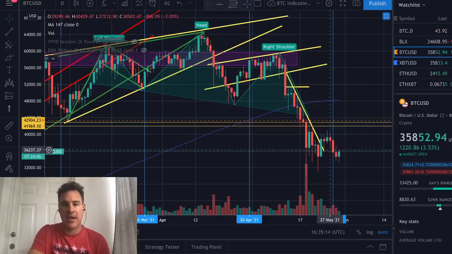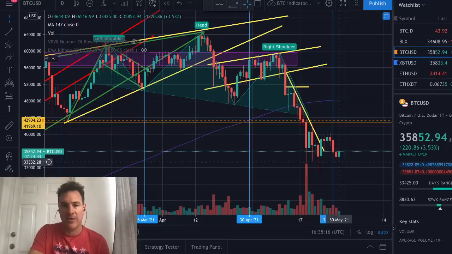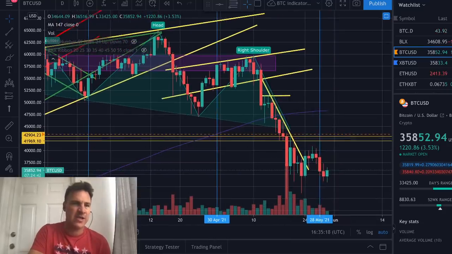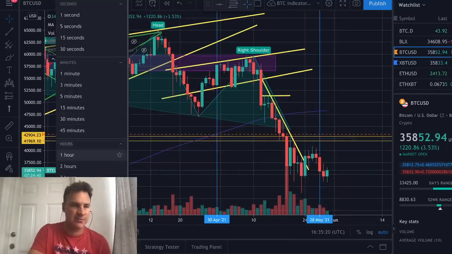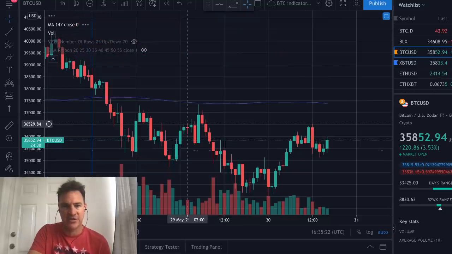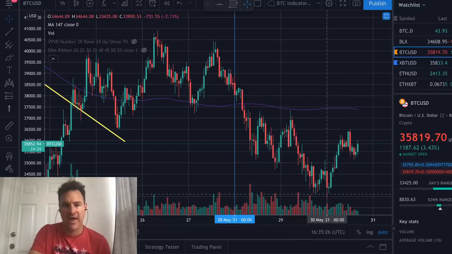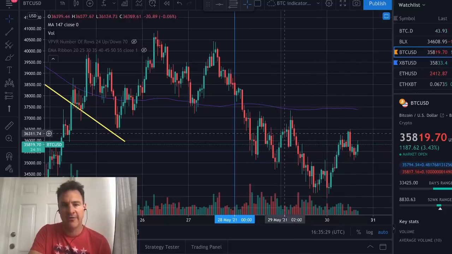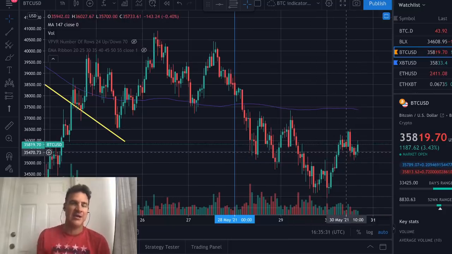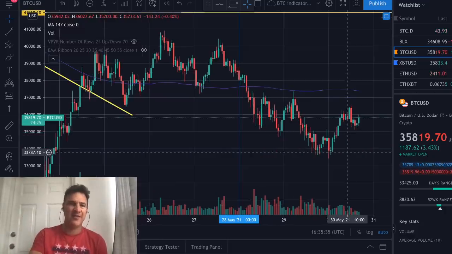So we had a bit of a pullback here for Bitcoin yesterday, and actually, if we take this out, this is going to show us, I'm pretty confident, an inverse head and shoulders pattern right here. We have a left shoulder, we have a head, and we have a right shoulder. For those of you who don't know, an inverse head and shoulders pattern is a reversal pattern. So that's interesting.